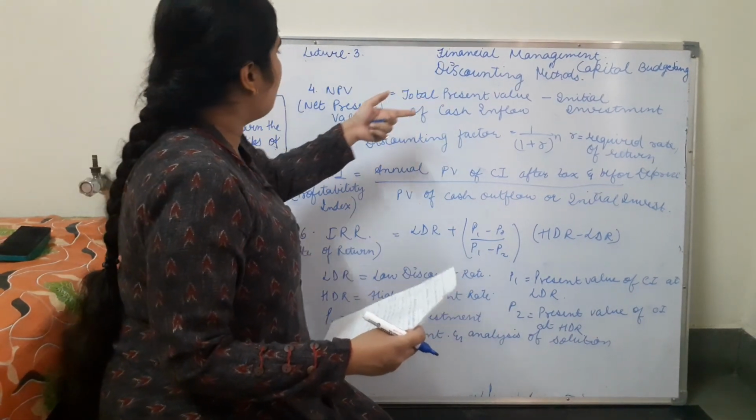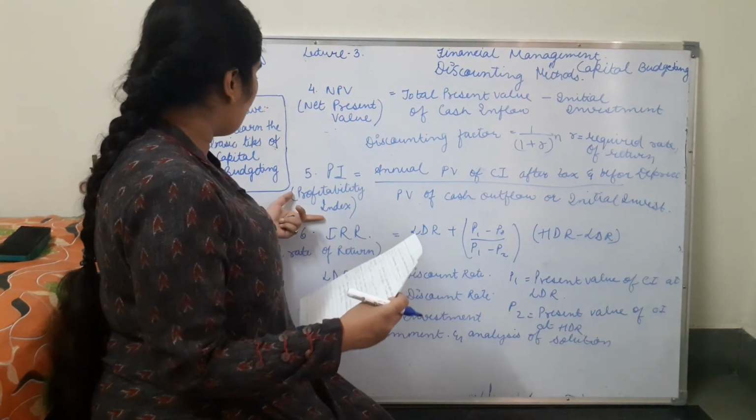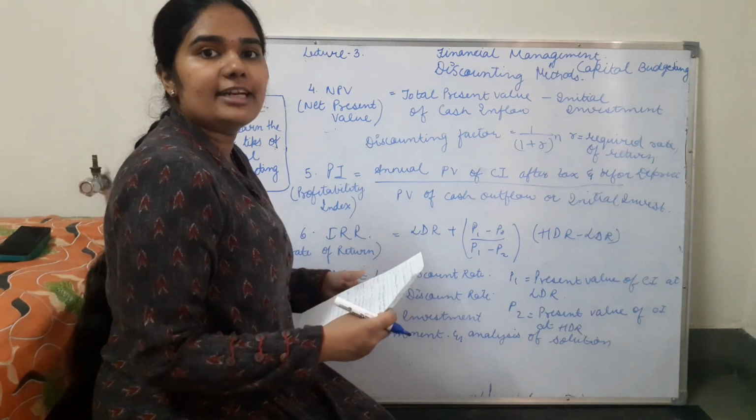Done with lecture 3 discounting methods, where we have discussed net present value, profitability index and internal rate of return.